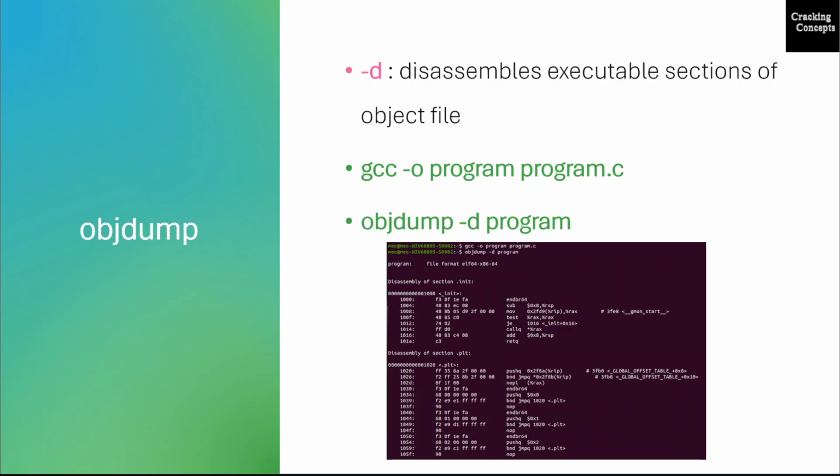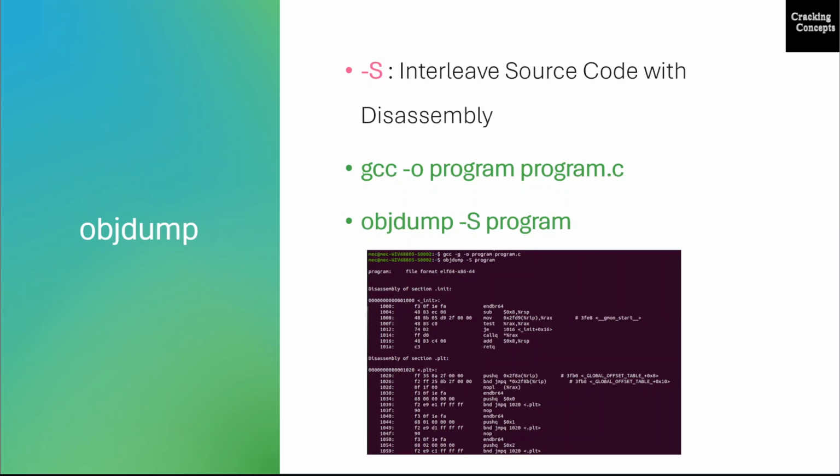Now this is used by programmers for debugging, reverse engineering, or to understand how the compiler translates C source code into machine level instructions. Next option is -S. Now this requires the program to be compiled with the debugging symbol -g. It is useful for reverse engineering or debugging at the assembly level. Now what this does is it will interleave source code with this assembly.